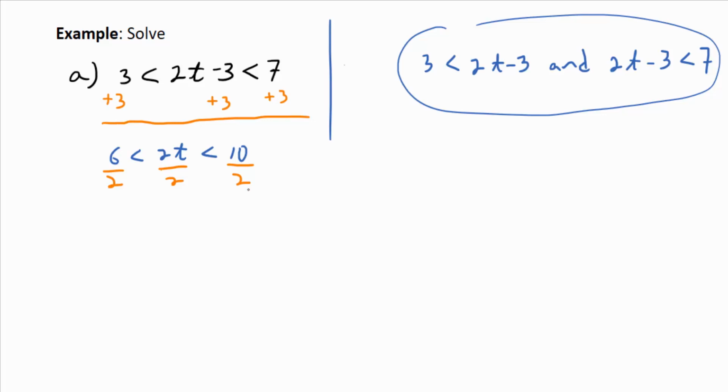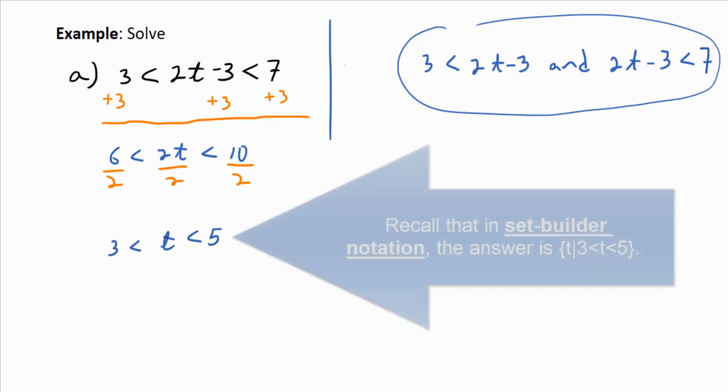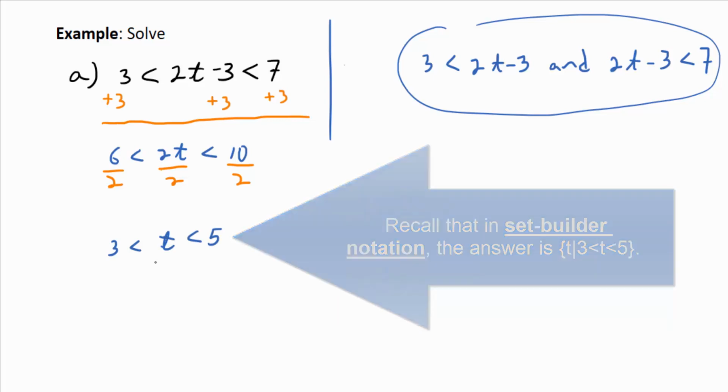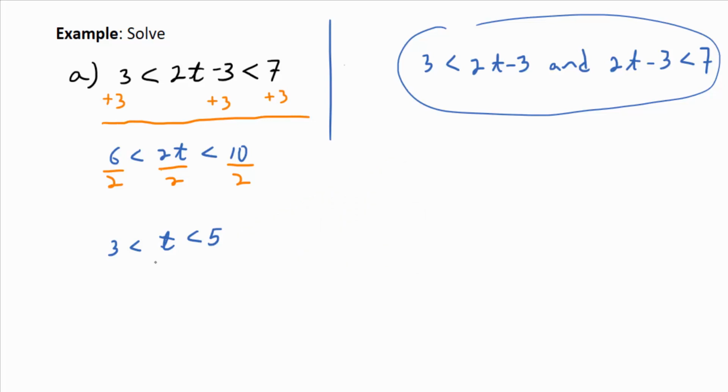And then I got it. What do I end up with? 3 is less than t, which is less than 5. Now that's the inequality answer. Can you translate that without graphing it? Can you translate that to interval notation? Remember, in interval notation, you put the smallest number on the left, biggest number on the right, separate them by a comma.